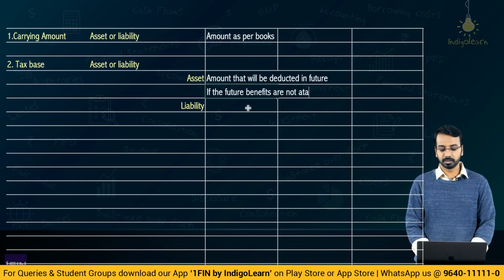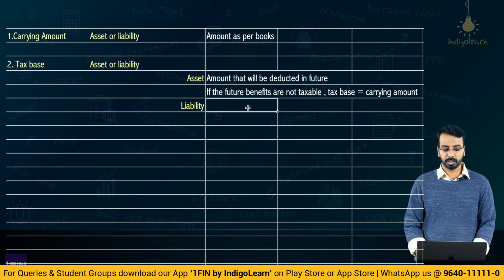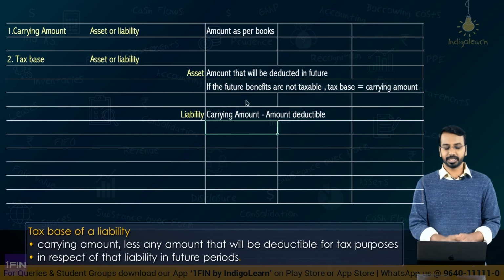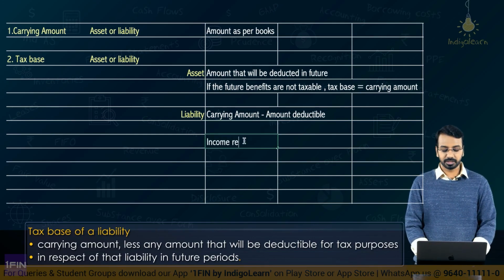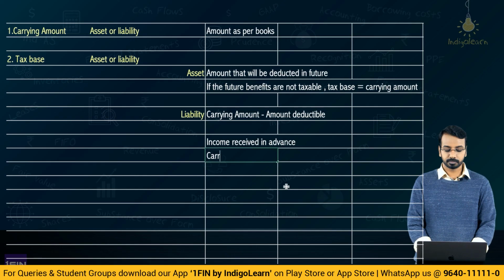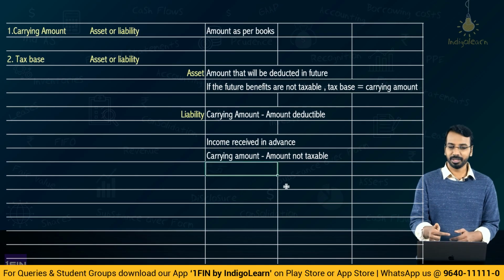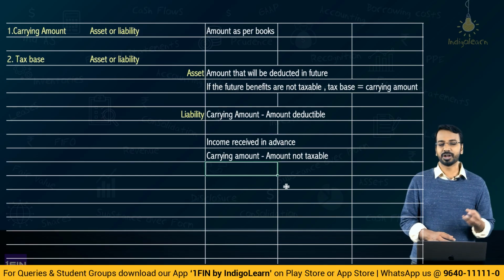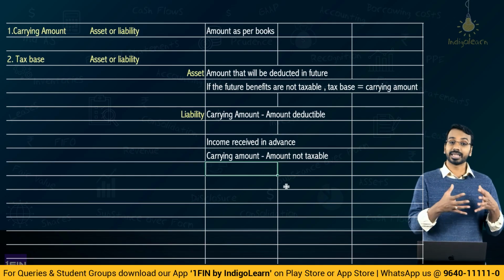and if the future benefits are not taxable, tax base is equal to carrying amount. Okay. Then for a liability, the tax base is carrying amount minus amount deductible. Carrying amount minus amount deductible. Then in case of a liability, if there is any income received in advance, for income received in advance, what is the tax base? The tax base is carrying amount minus amount not taxable. Okay. So, either it is the amount deductible, which is the deduction you get, or the amount that is not taxable in case of income received in advance. And assume for a moment, if the entire income that you receive in advance is exempt, that is the amount taxable is zero, then the carrying amount will be equal to the tax base.